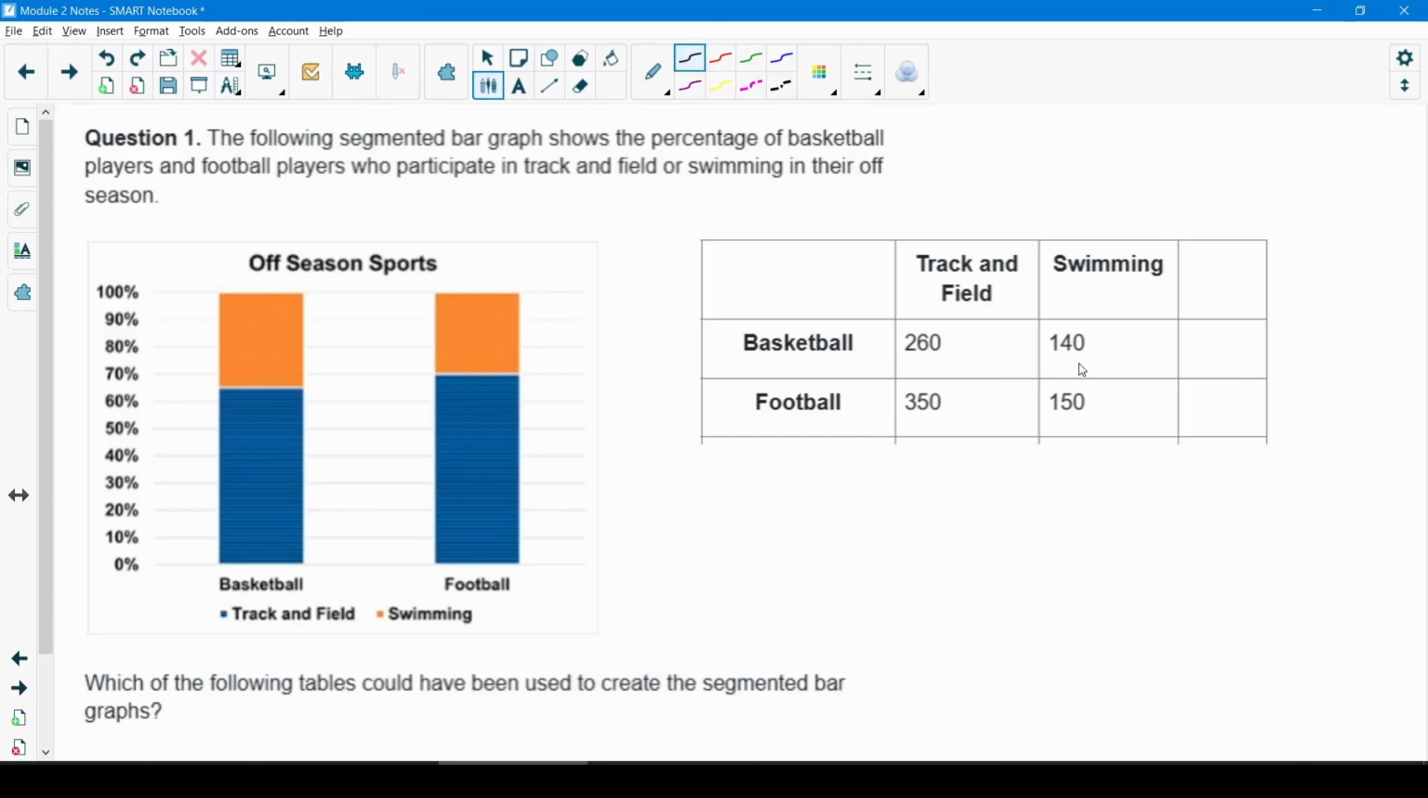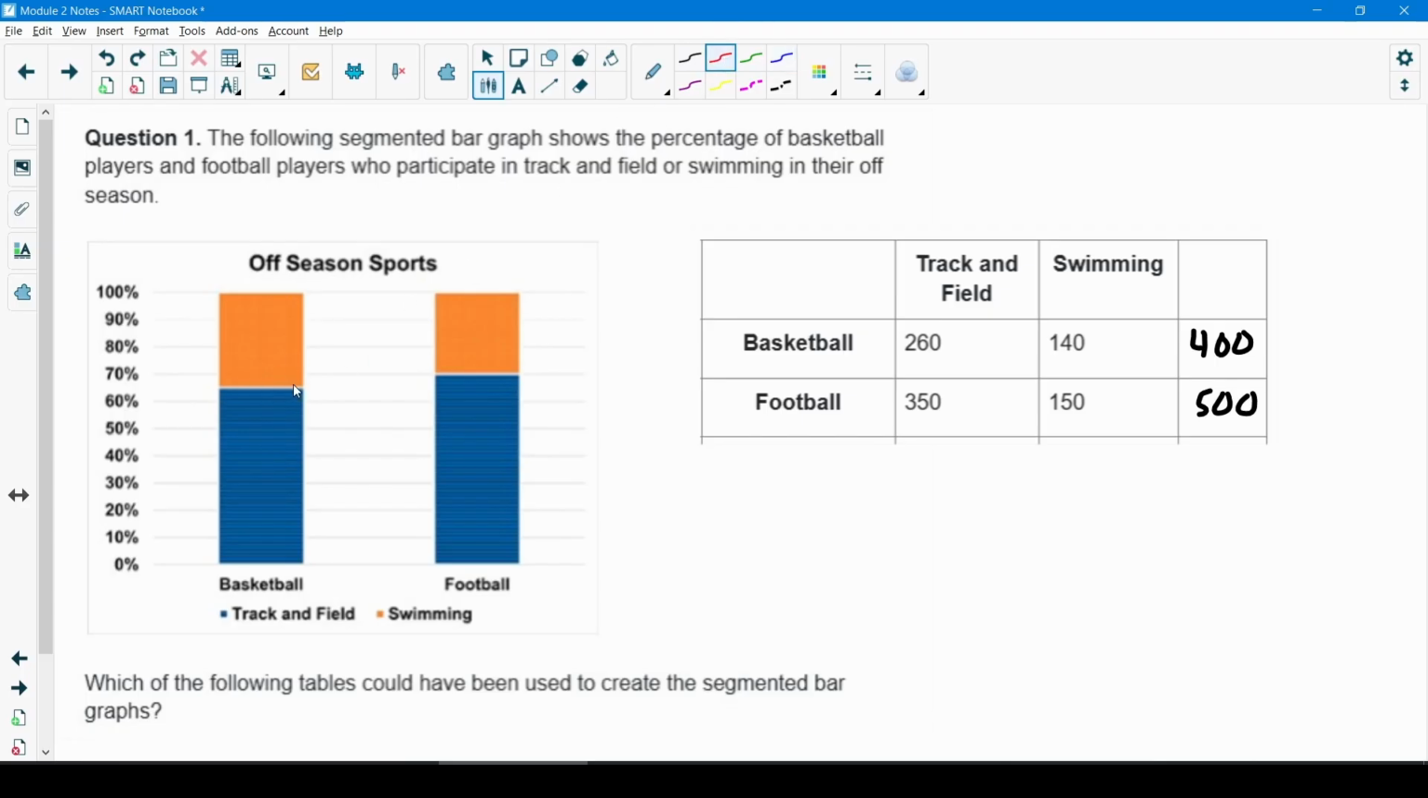So the first thing that I'm doing here is I want to get the totals with respect to basketball and football. So the total for this, 260 plus 140, that's going to give me 400. And the total for football, I'm just adding 350 plus 150, and that's going to give me 500. All right. And from here, I just want to get the percentages and see if they match what's over here.